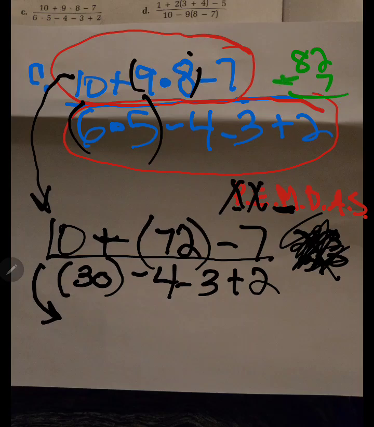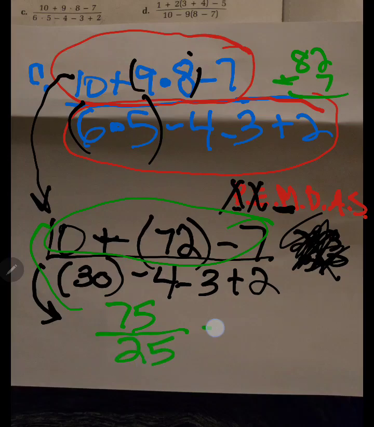It's 75, right? So we have 75 on the top, and then a line, because we did all this math. And now let's do the bottom. So 30 minus 4 is 26, minus 3, right, is what? 23, plus 2 is 25.